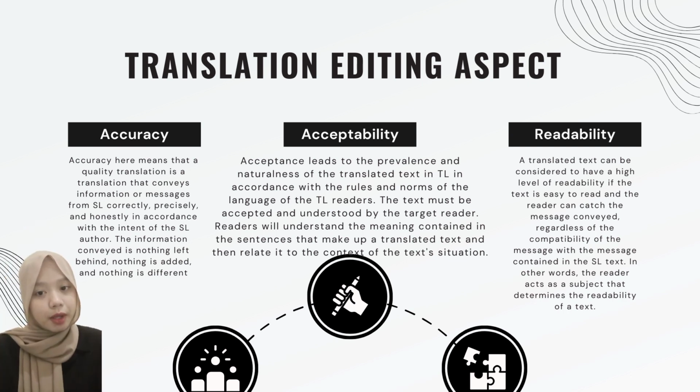The next aspect, we have acceptability. Acceptability leads to the prevalence and naturalness of the translated text in the targeted language in accordance with the norms and rules of the language for the targeted language reader. And then the last aspect is readability. Readability means that the translated text is easy to understand by the reader.